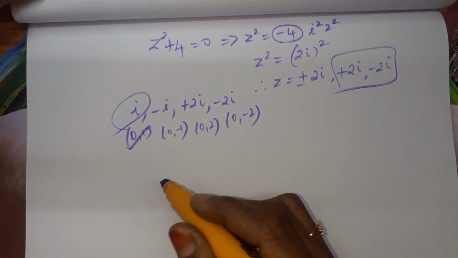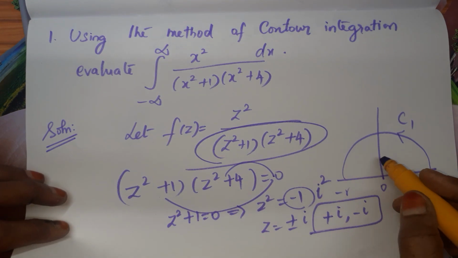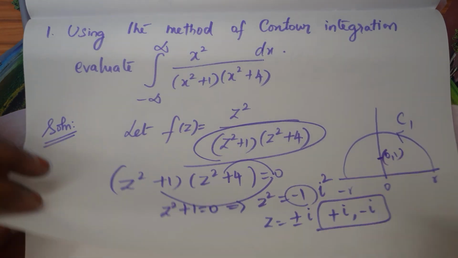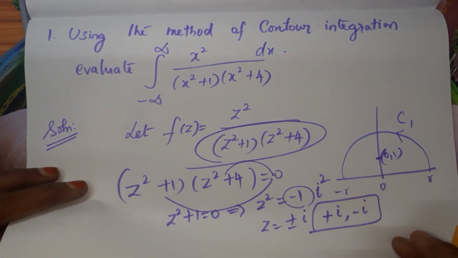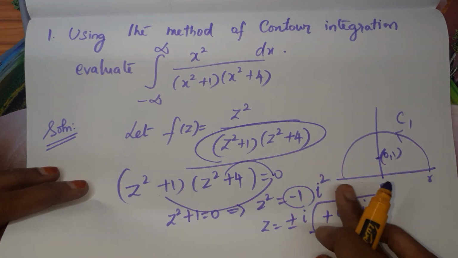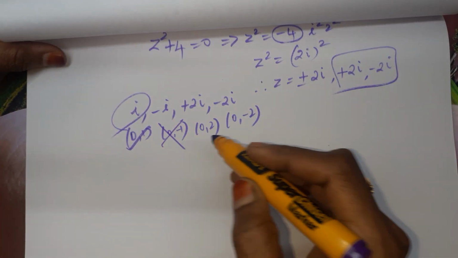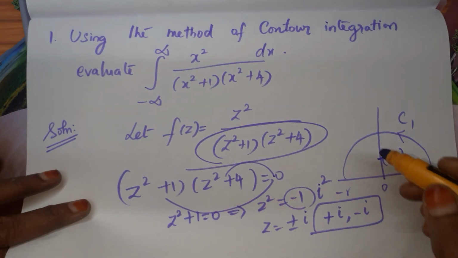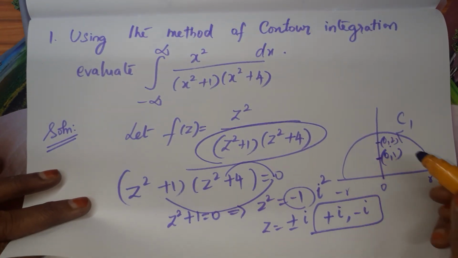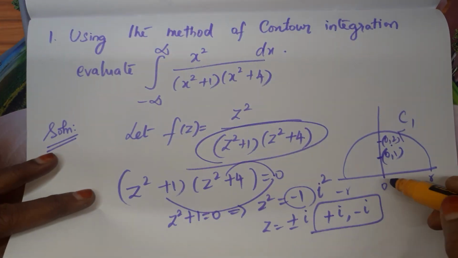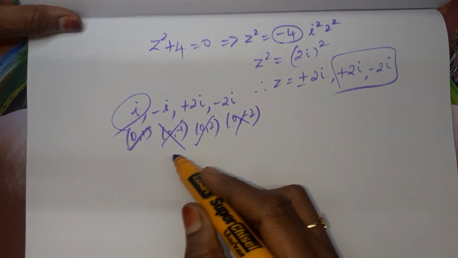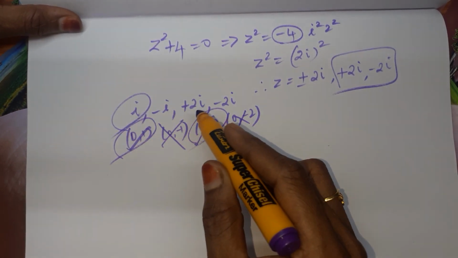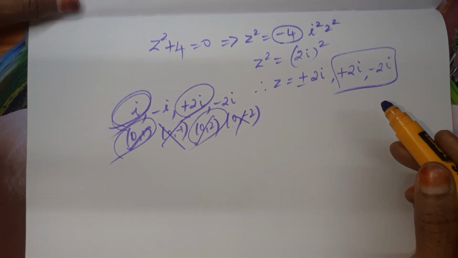So this point lies in the first quadrant. Where does (0, 1) lie? On the positive y-axis, inside. And (0, minus 1) lies on the negative y-axis. It is not in our curve, right? We are considering C1, the semicircle on the straight line minus r to plus r. So this one does not lie. And (0, 2) lies inside. (0, minus 2) is on the negative axis of y, so this one is not lying inside our curve. So only 2 points lie inside: i and plus 2i.